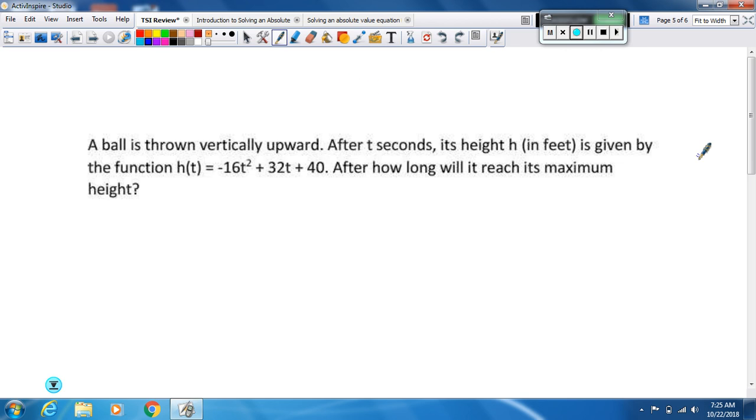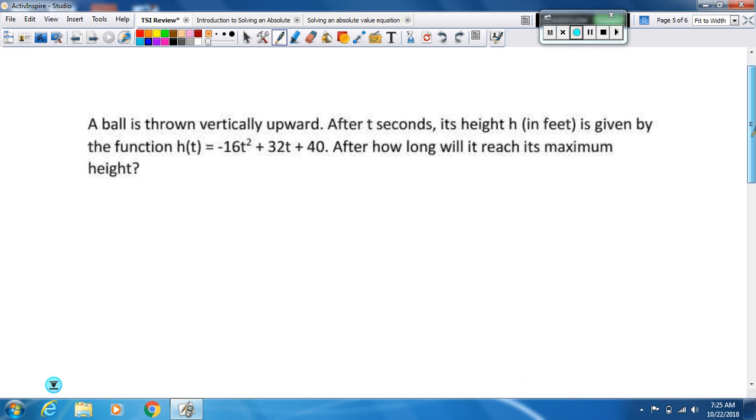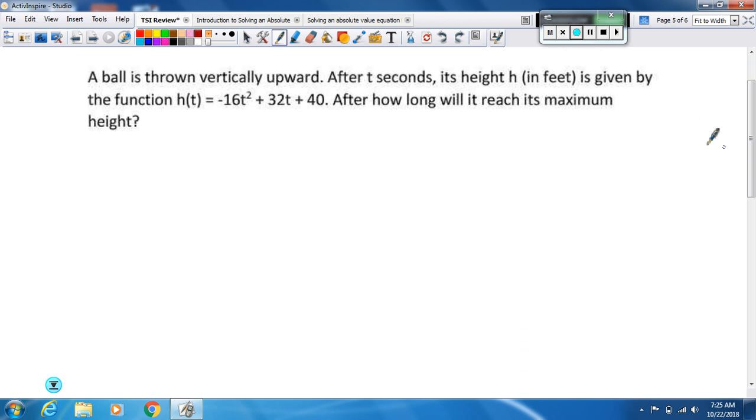A ball is thrown vertically upward. After t seconds, its height in feet is given by the function h of t equals negative 16t squared plus 32t plus 40. After how long will it reach its maximum height? Well, what you have to do here, maximum height is the y value of the vertex.